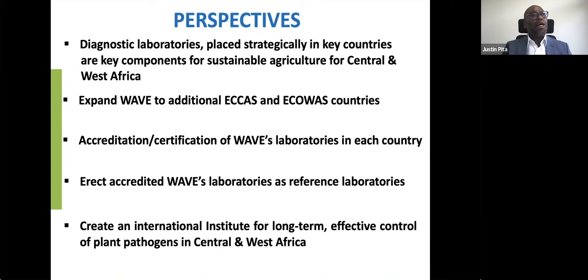So in perspective, we think that we should place strategic laboratories like the WAVE laboratories in all the countries if we really want to transform agriculture in Africa. We should expand WAVE to additional ECCAS and ECOWAS countries, meaning in Central and West Africa. We are trying to get certification and accreditation of our laboratories. And if we do so, we would like them to be erected into reference laboratories in each of those countries where we are working. The ultimate goal being the creation of an international institute for transboundary plant pathogens, for a long-term effective control of plant pathogens in Central and West Africa.